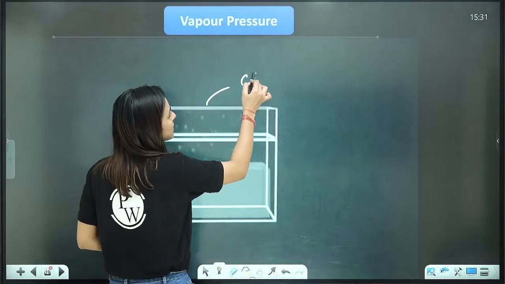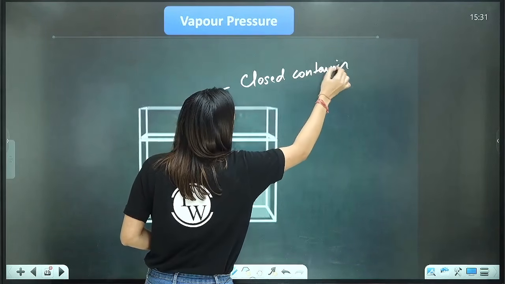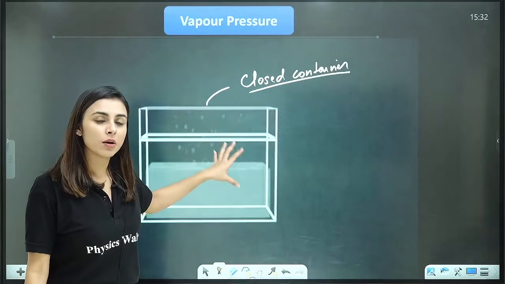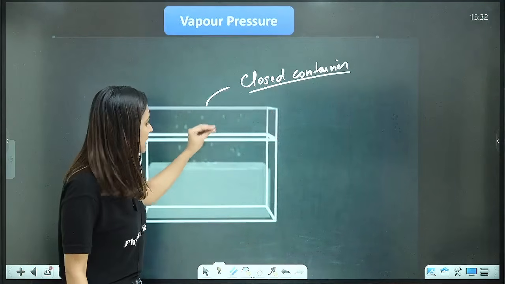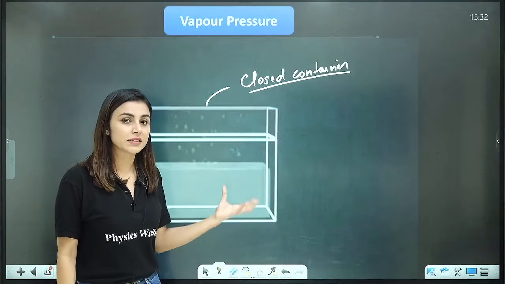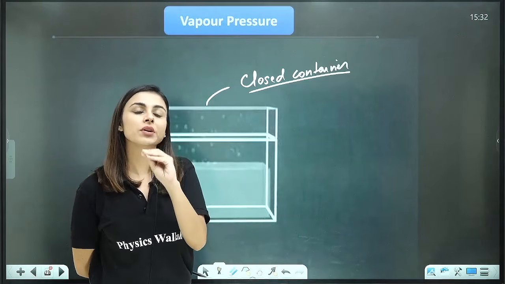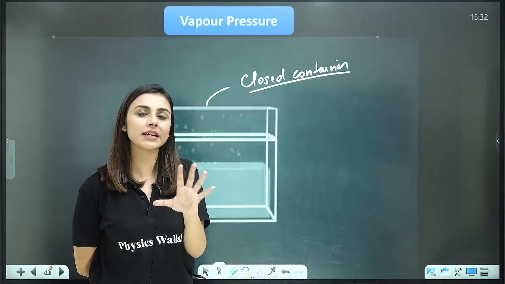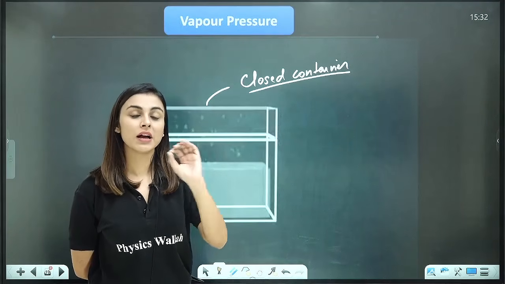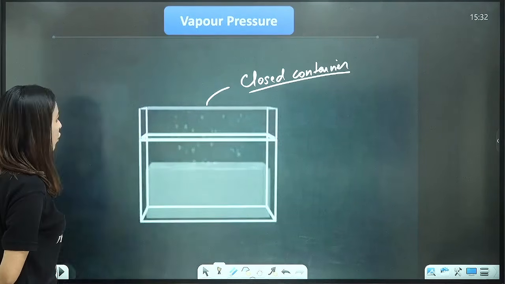Just understand this is a closed container. I am talking about a closed container because if it was an open container, the vapor would have gone into the atmosphere. So we are talking about a closed container in which you can see some vapors because of the water inside it. This vapor exerts some pressure. This is the basic idea behind it. I'm going to make you understand the complete process of vapor pressure and boiling point. So let us move forward.